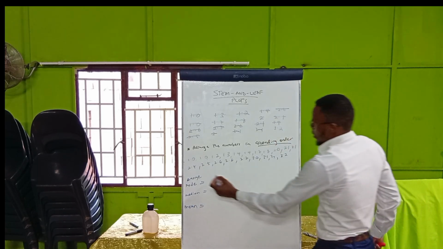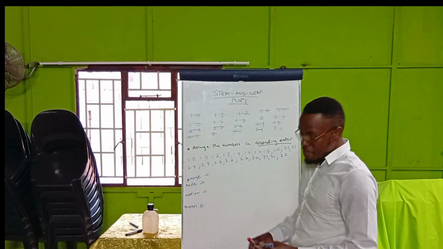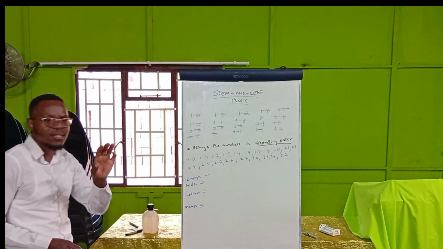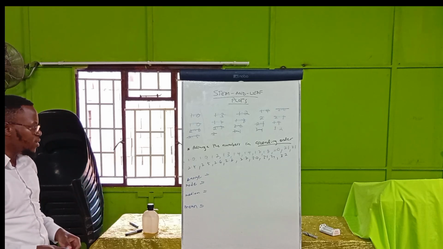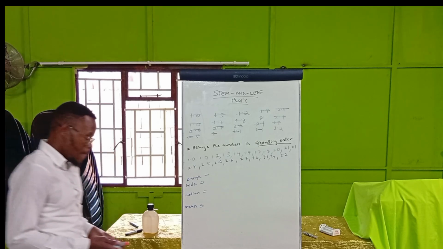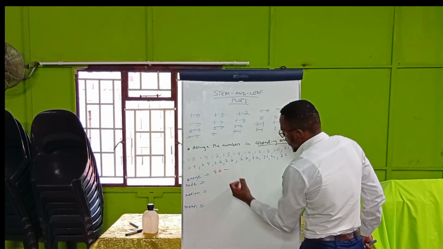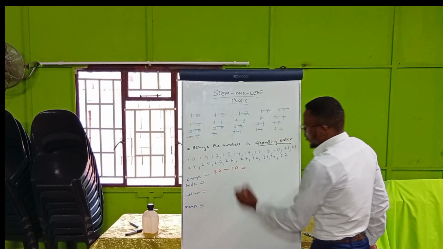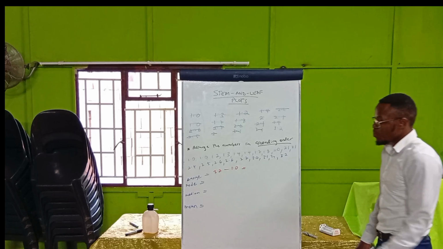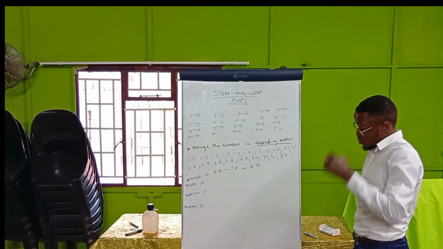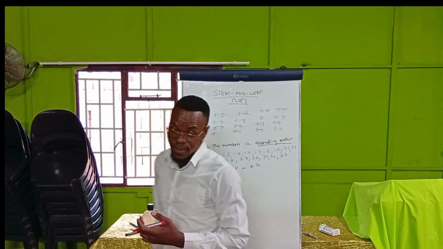Remember, by definition, the range is the highest value minus the lowest value. So what's the highest value here? 3.2. 3.2 minus 1.0 gives us 2.2. So 2.2 is our range.